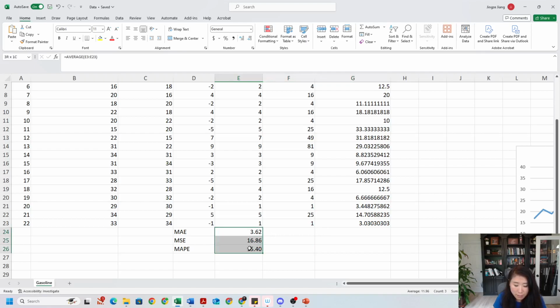These are the three statistics, or measures, or metrics we are using to measure forecasting accuracy, and we are using Excel to help us with the calculation. For MAE, MSE, and MAPE, the smaller the value, the better the model is. Smaller means fewer prediction errors relative to the actual values. So we are looking for the smaller value of MAE, MSE, and MAPE when we are comparing among different forecasting models.